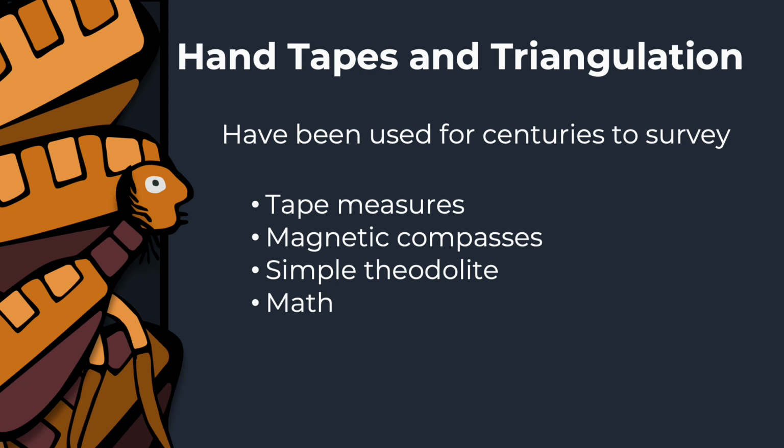If a GNSS unit or total station are not available, more basic methods can be employed. Tape measures, magnetic compasses, and simple theodolites, an instrument that measures angles, have been used for centuries for surveying. While they are slower and require some math, if used correctly, they are extremely accurate and come at a fraction of the cost.